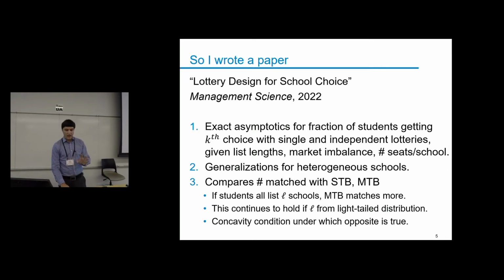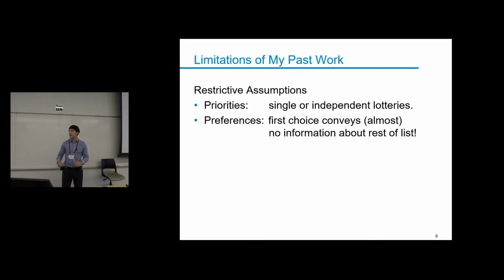So I think this is a really cool paper. It generalizes a lot of known results and gives much sharper analysis. I definitely encourage you to check it out. But today, this is not the paper I'm telling you about. What I actually want to tell you about is the problems with this paper. In particular, the main problem is that it's still making pretty restrictive assumptions about preferences and priorities.